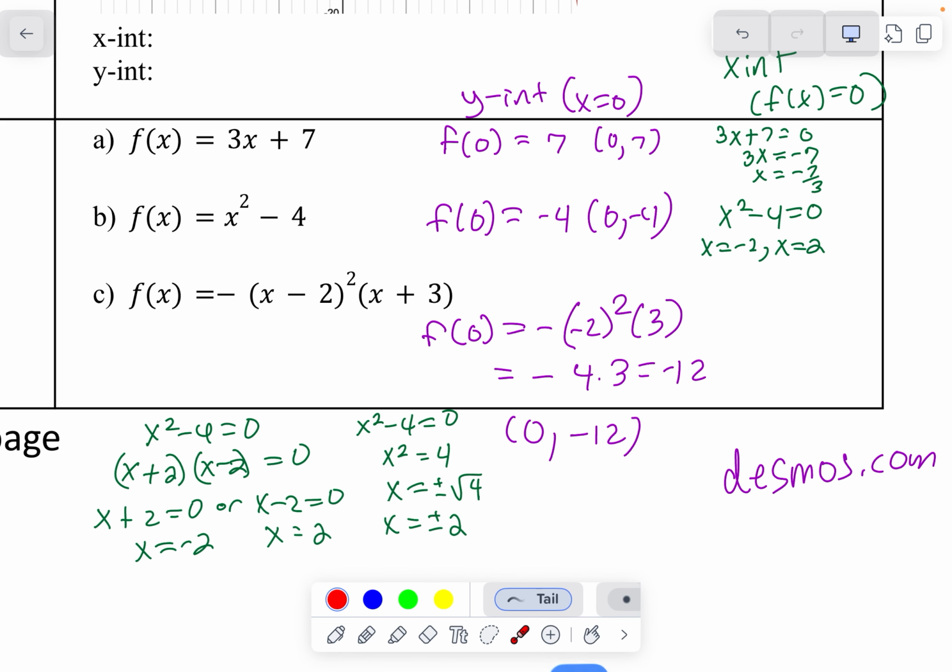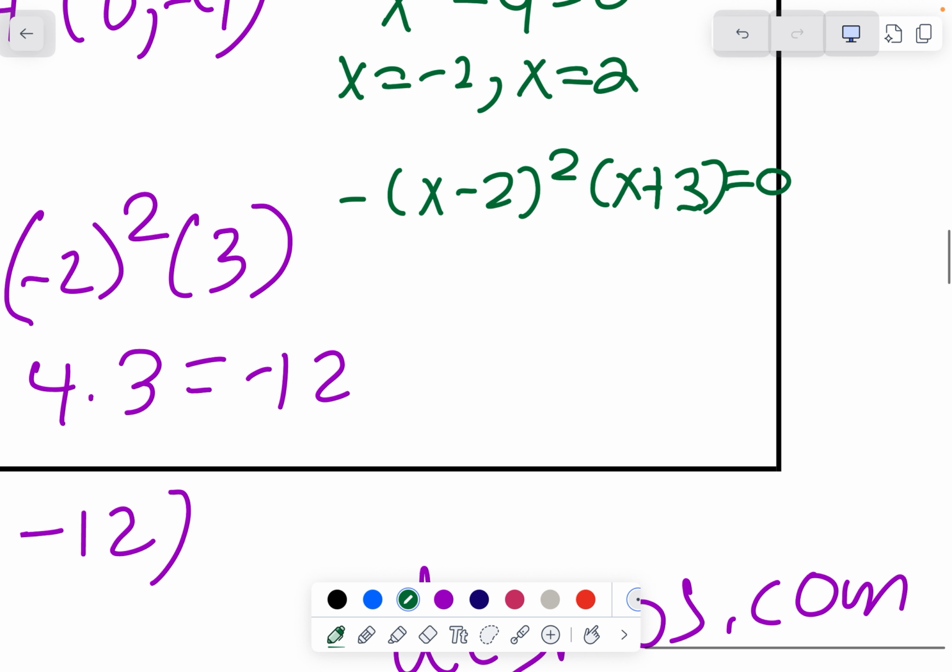Now part C, it says that our function has multiple parentheses. So we're really looking where the opposite of (x minus 2) squared times (x plus 3) equals 0. Now what's great about that is they did the work. Once we had it in factored form, you split it apart, and it becomes two very nice things. If it is in factored form like this one, they have done the work for us. We are allowed to split it apart.